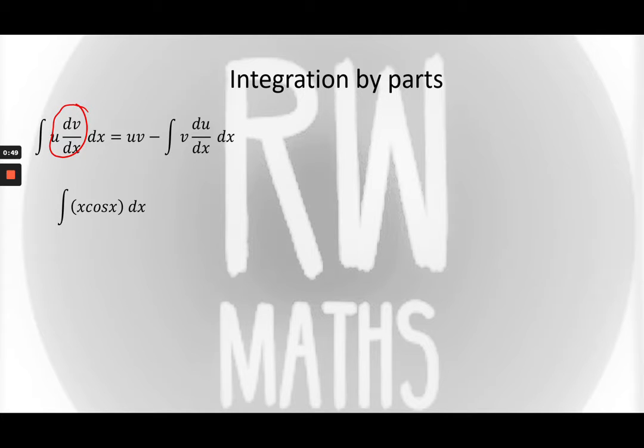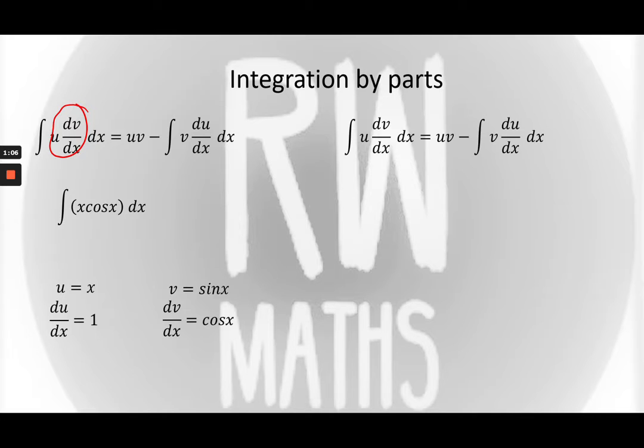For our u expression, we need to pick one that will become simpler when it's differentiated. So in this case, we'll say u is x. If we differentiate that, you get du by dx is 1. And if we say dv by dx is cos x, then if we integrate that, we get sine x. So now we've got u, v, u dash and v dash. We can sub those into the rest of our integration by parts formula, which gives us x sine x, then minus the integral of sine x times 1 dx.